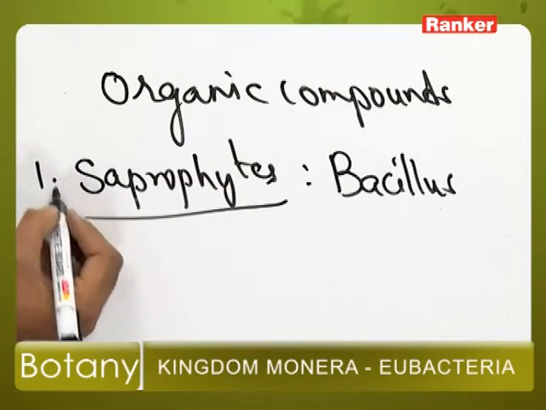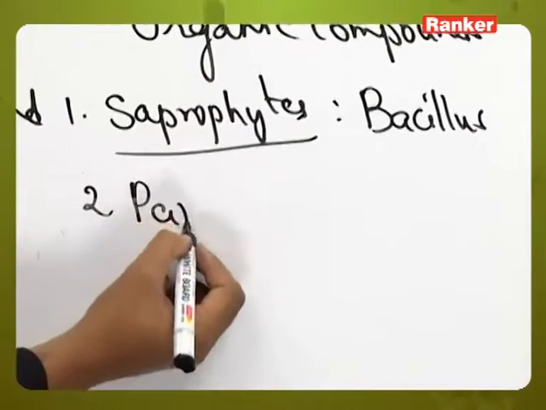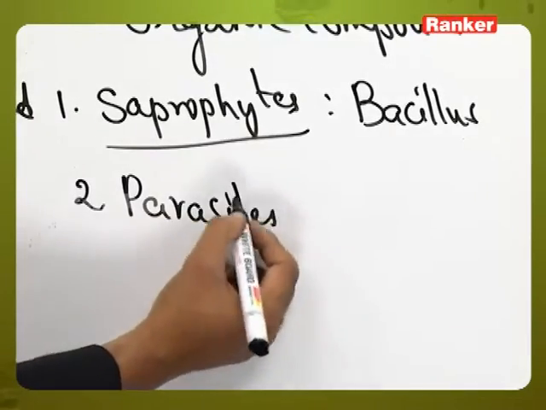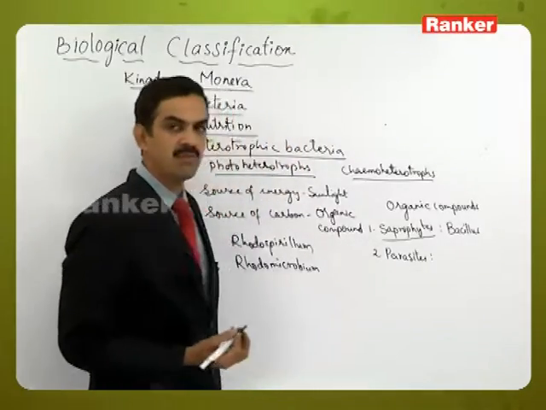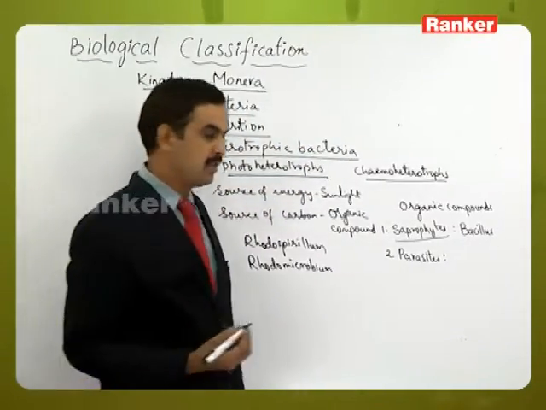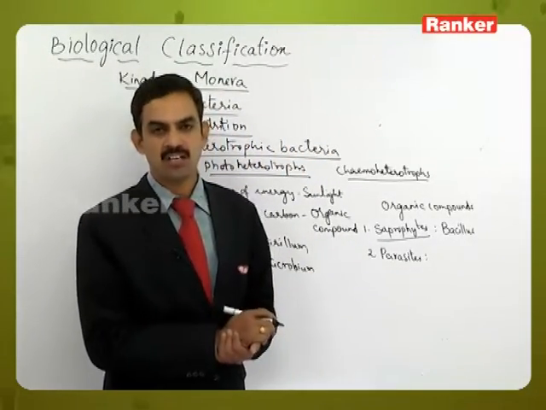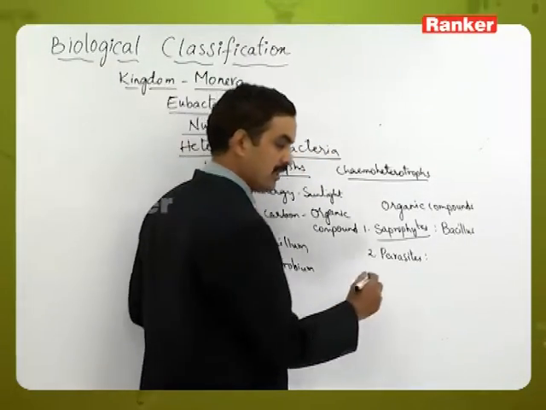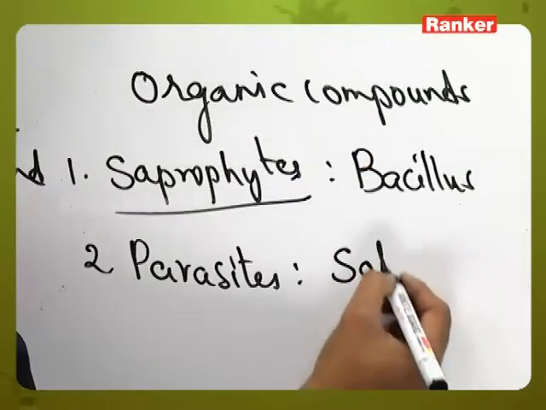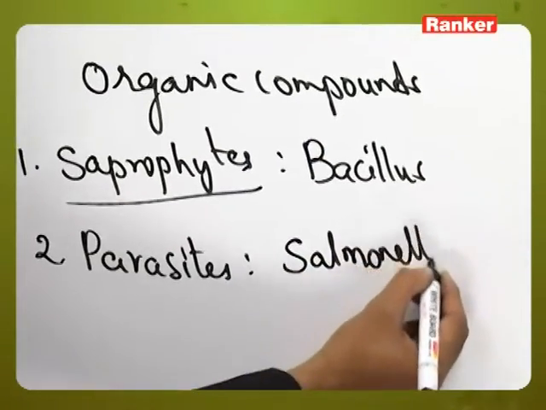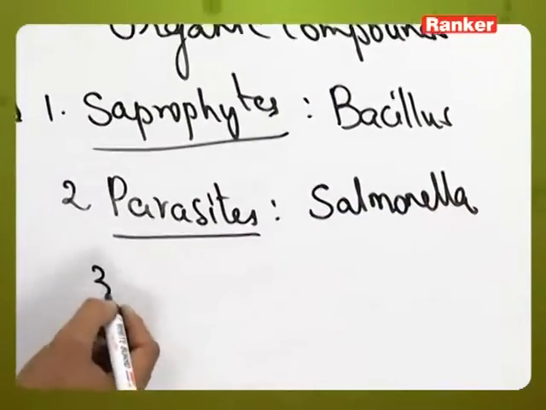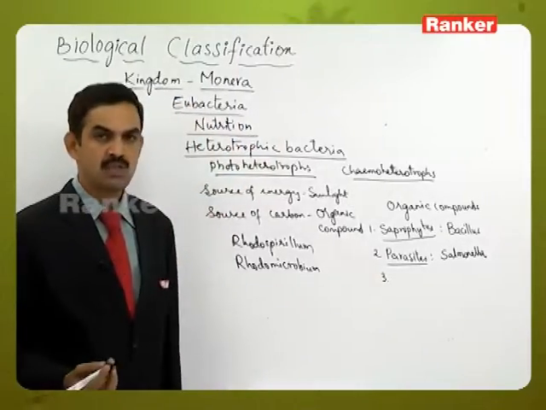In chemoheterotrophs, the second type is the parasites. Parasites are the ones which derive nutrition from the living host, and they cause damage to the host organism on which they depend. Here the example is Salmonella. And the third type is the symbionts.